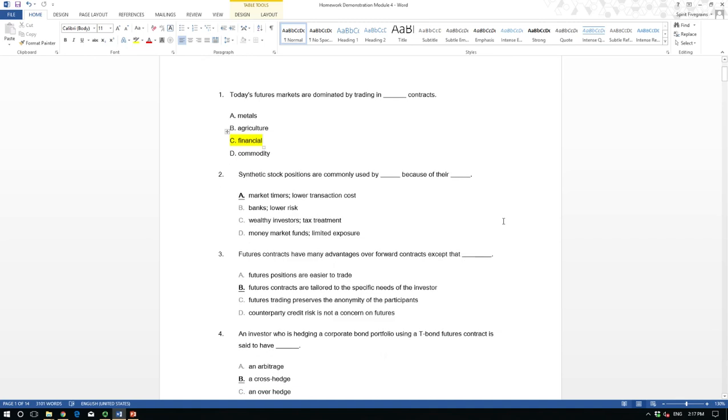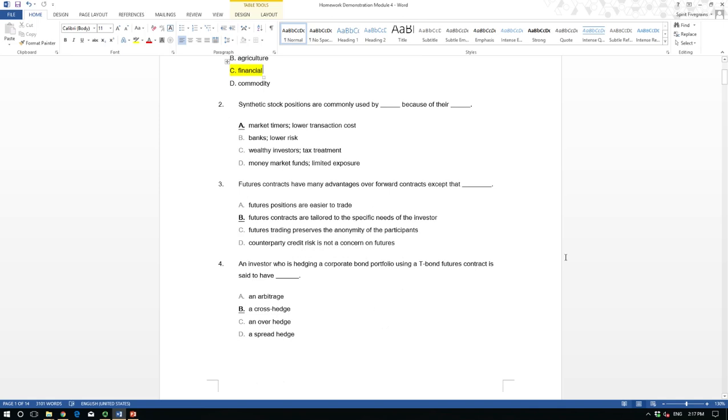Number two, synthetic stock positions are commonly used by whom, and because of what? Right? Synthetic stock positions have a great advantage, low transaction costs, and are typically used by market timers, and the advantage is lower transaction costs.